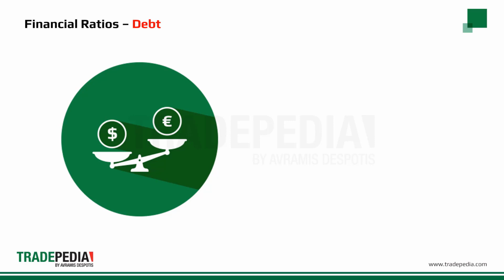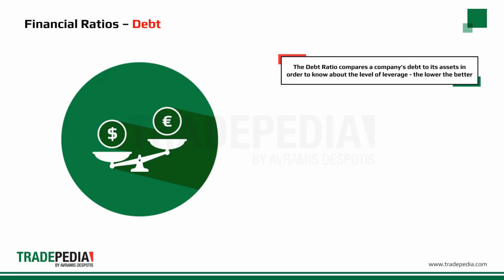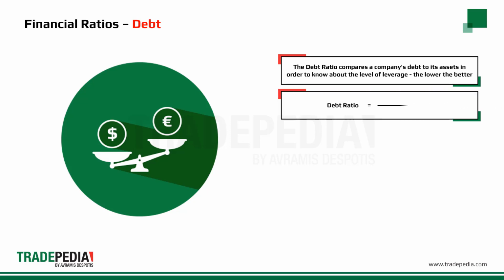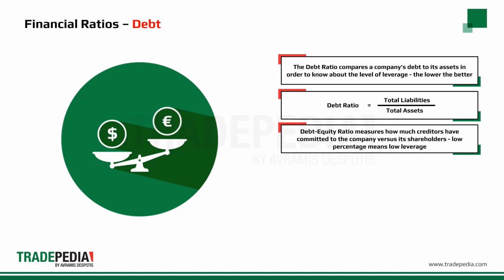Debt is a very important element in the evaluation of a company. The debt ratio compares a company's debt to its assets in order to know about the level of leverage. The lower, the better. The debt ratio is calculated by dividing total liabilities by total assets. Here, lower values reflect a better situation for the firm. The debt-equity ratio measures how much creditors have committed to the company versus its shareholders. Low percentage means low leverage.